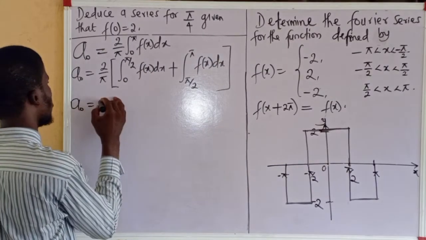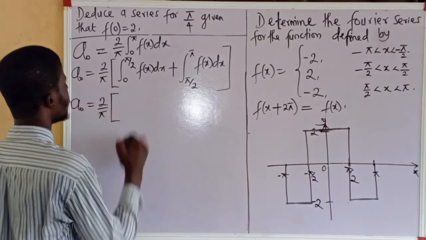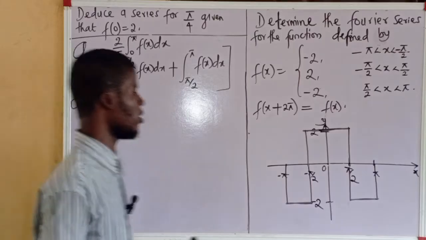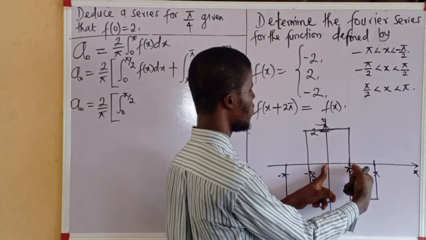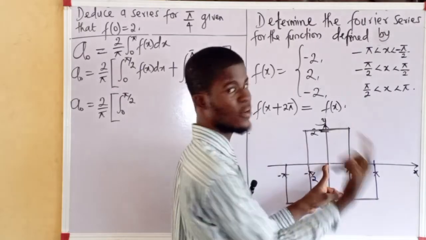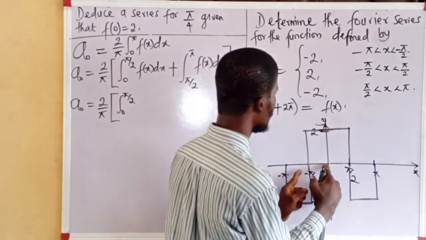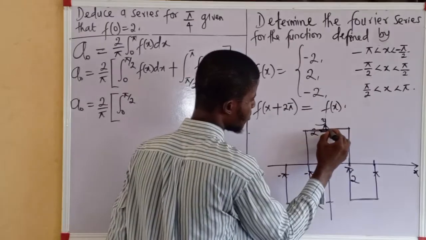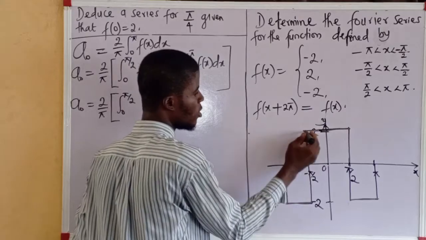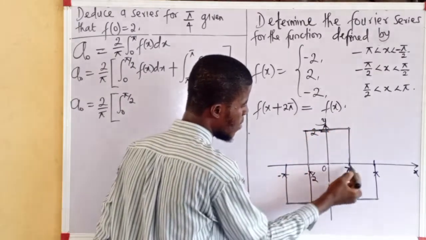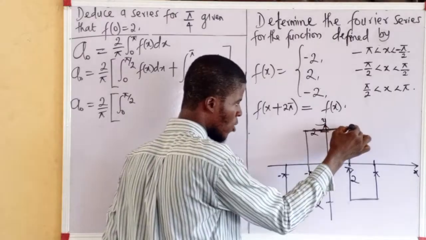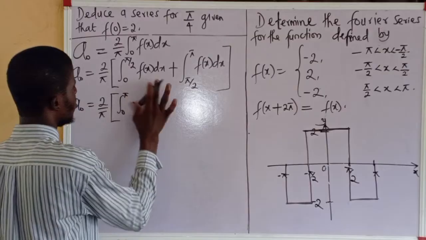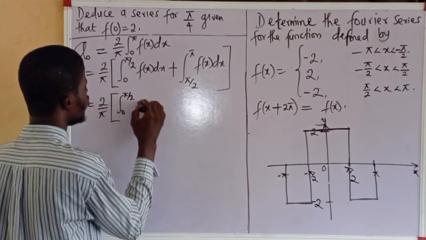Okay, so what's A naught? 2 over pi into the integral from 0 to pi over 2. Between 0 and pi over 2, what is y, which is f of x? F of x is 2. Check it. It's 2. So between 0 and pi over 2, we have f of x equal to 2. So the function here is 2, 2 dx.